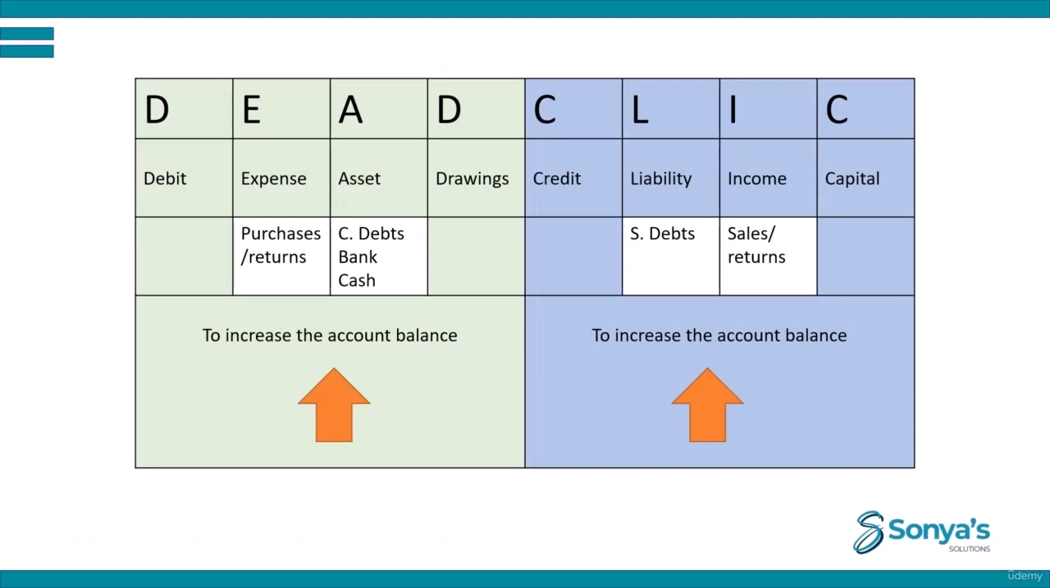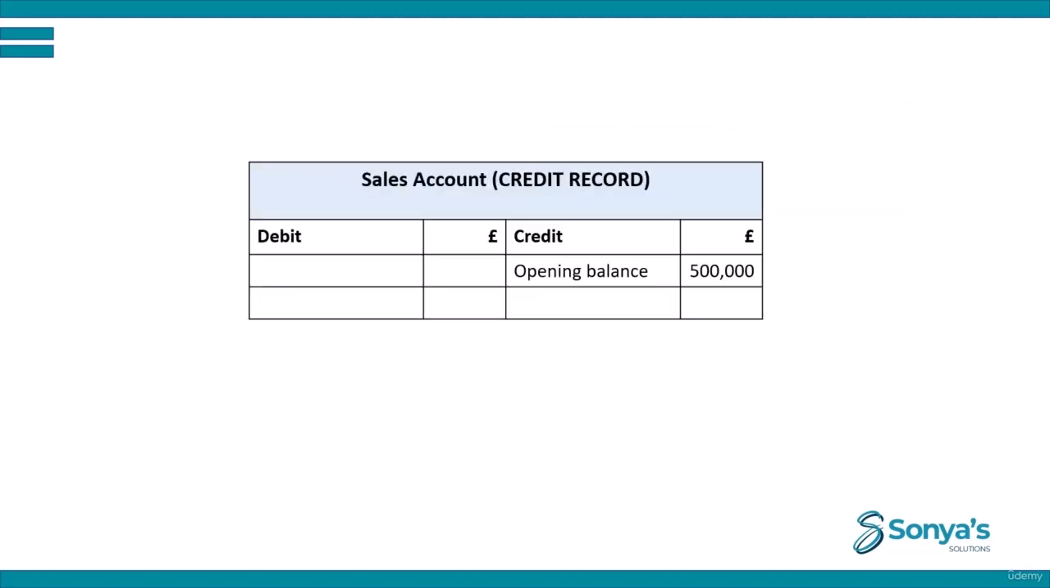As a reminder, throughout this lesson, we'll be using the mnemonic dead click to help us double enter accurately. I've listed the accounts we will be using. You might want to make a note of them before we move on. You've learned that the sales account is an income account and a credit record, so the opening balance is on the credit side. To reduce the balance on an income account, we make an entry on the debit side. So the refund is recorded as a debit. This gives the account balance we are expecting, £499,995.